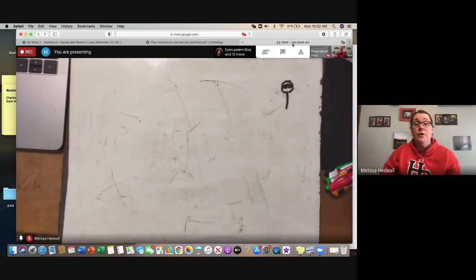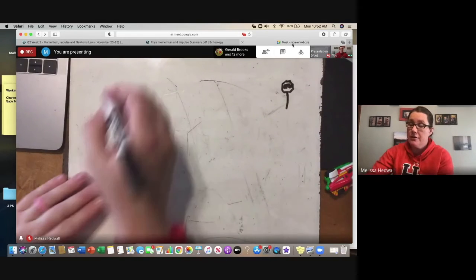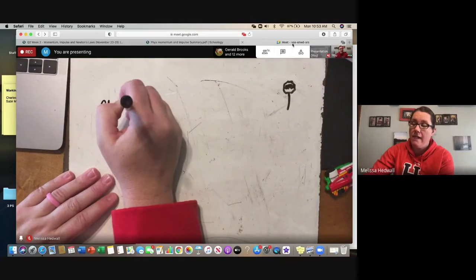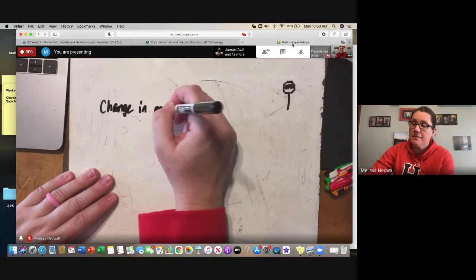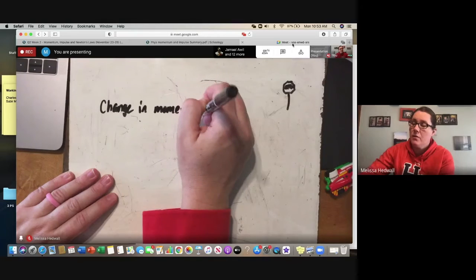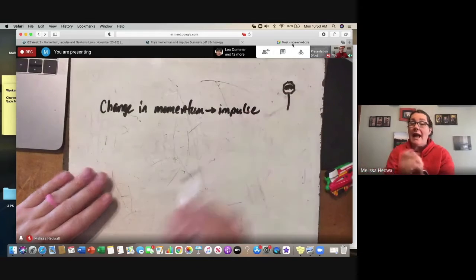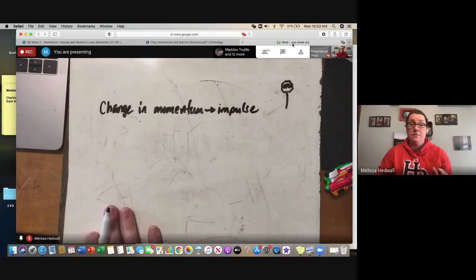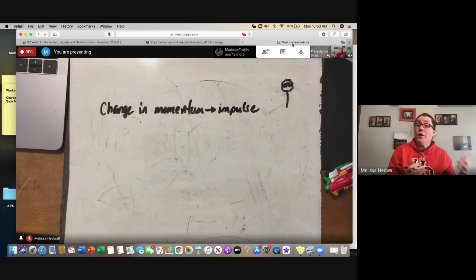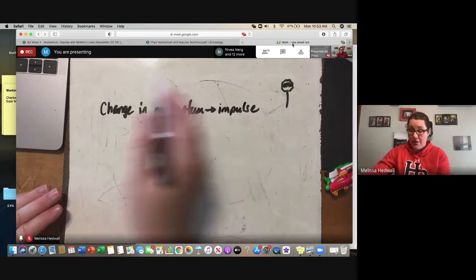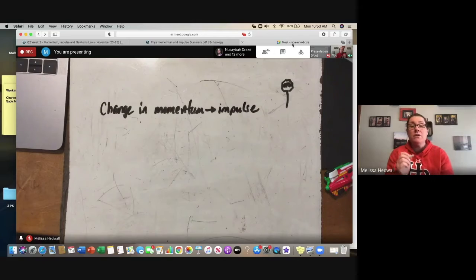Either way, you have a change in momentum. We call that an impulse. So any change in momentum is your impulse. You're going from fast to slow, or you're going from slow to fast. Either way, that is your impulse. Doesn't matter how quickly or slowly you do that, that is your impulse. However, how quickly or slowly you do that will change how much force is required.